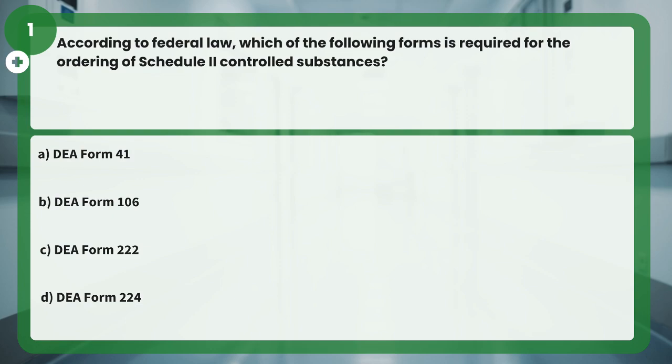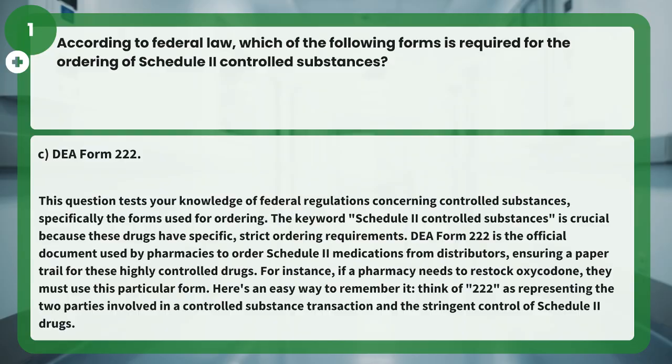Question 1. According to federal law, which of the following forms is required for the ordering of Schedule II controlled substances? A. DEA Form 41. B. DEA Form 106. C. DEA Form 222. D. DEA Form 224.